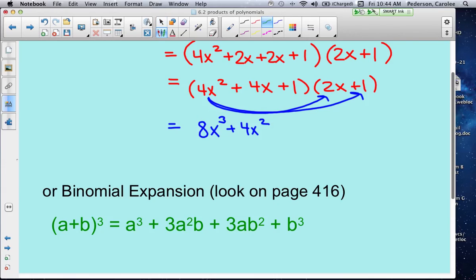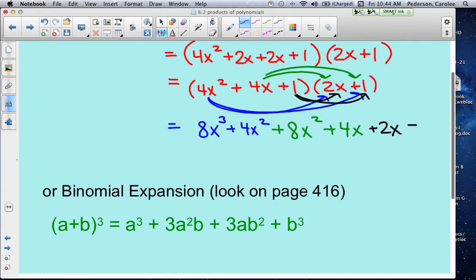Now I'm going to distribute 4x times 2x. 4 times 2 is 8. X times x is x squared. Then distribute 4x times 1, which is 4x. Then my last wave is 1 times 2x, which is 2x, and then 1 times 1, which is 1.